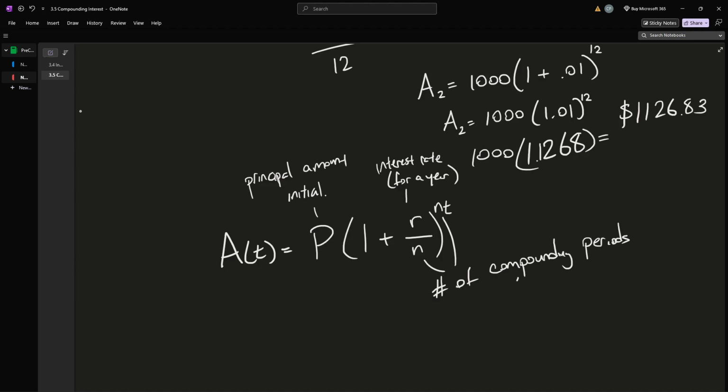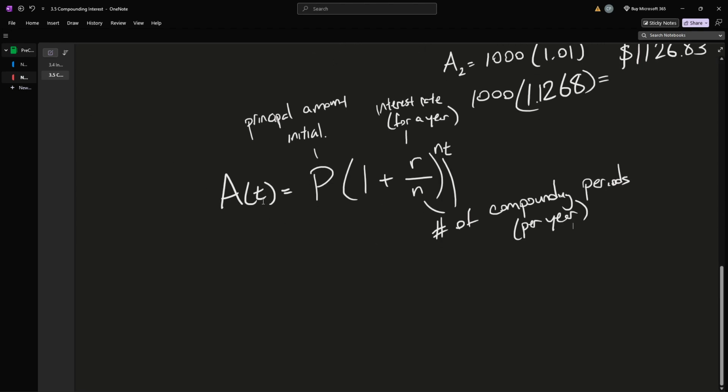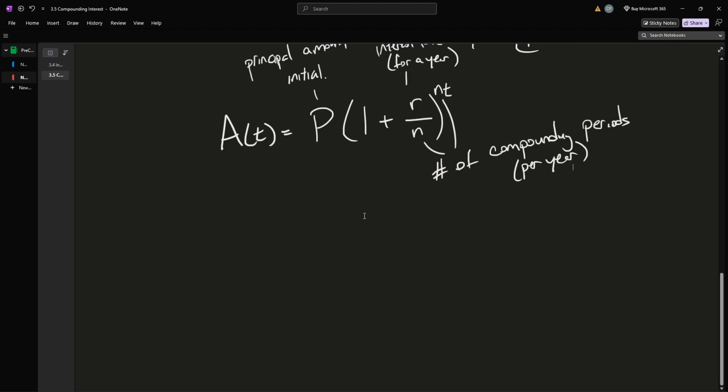It is also per year, most often. So I have my formula, kind of messy, but we see A of t equals P times 1 plus r over n to the nt power. So let's apply this. Let's see how this works.